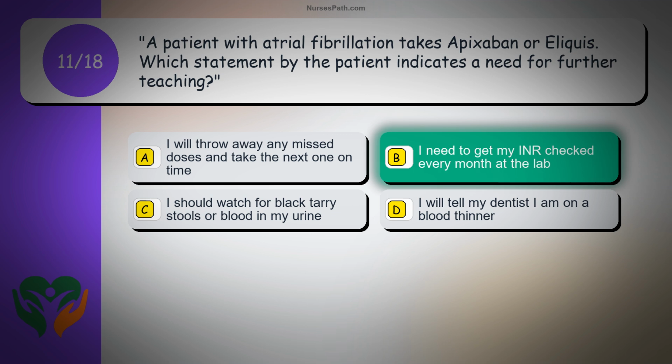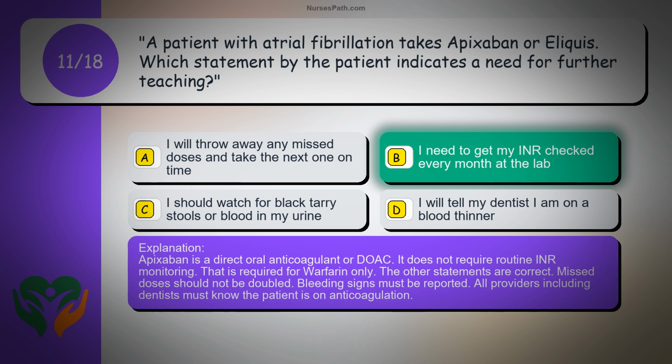The correct answer is option B, I need to get my INR checked every month at the lab. Apixaban is a direct oral anticoagulant, or DOAC. It does not require routine INR monitoring. That is required for warfarin only. The other statements are correct. Missed doses should not be doubled. Bleeding signs must be reported. All providers, including dentists, must know the patient is on anticoagulation.